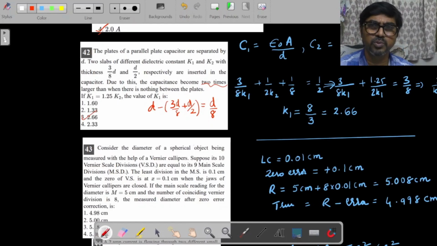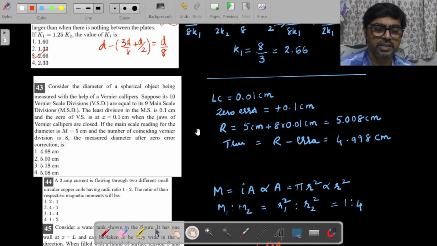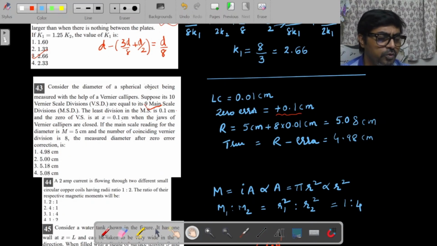So I think it is a simple, straightforward formula based. Only thing is a little bit of calculations you need to do. Let us go into 43rd question. Consider the diameter of a spherical object being measured with the help of a vernier calipers. Vernier calipers is very important. It comes almost every time. Suppose its 10 vernier scale divisions are equal to 9 main scale divisions.